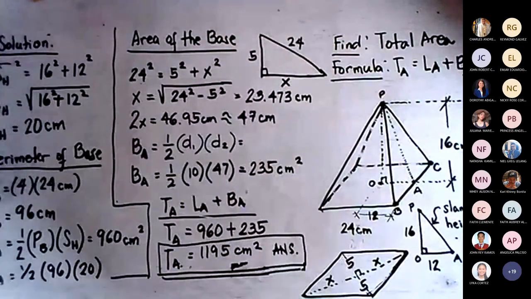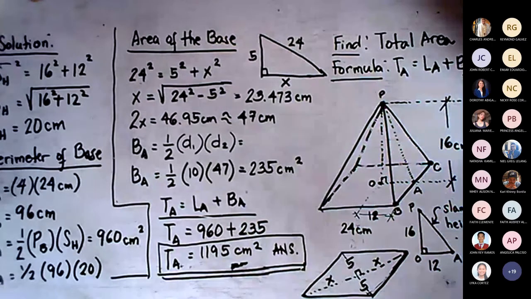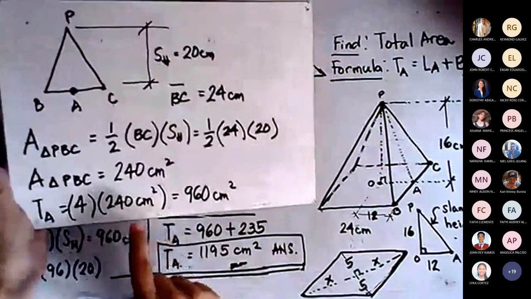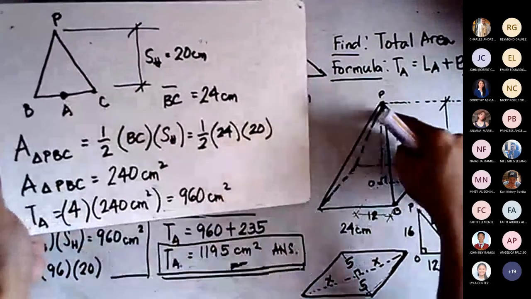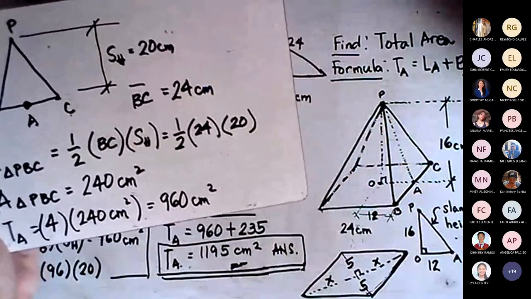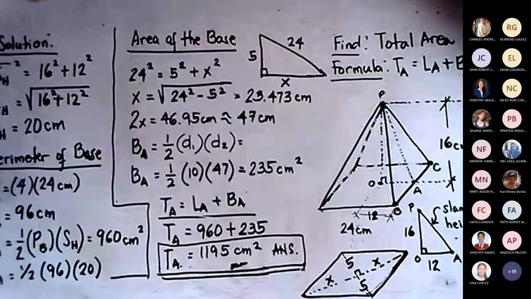Can you figure it out? Yes po, ma'am. Okay. So that's basically the same principle of the theorem that was presented. So all you have to do is to get the area of one lateral face, then you multiply it by the number of faces. So you would have the total lateral area for the pyramid. Any question?